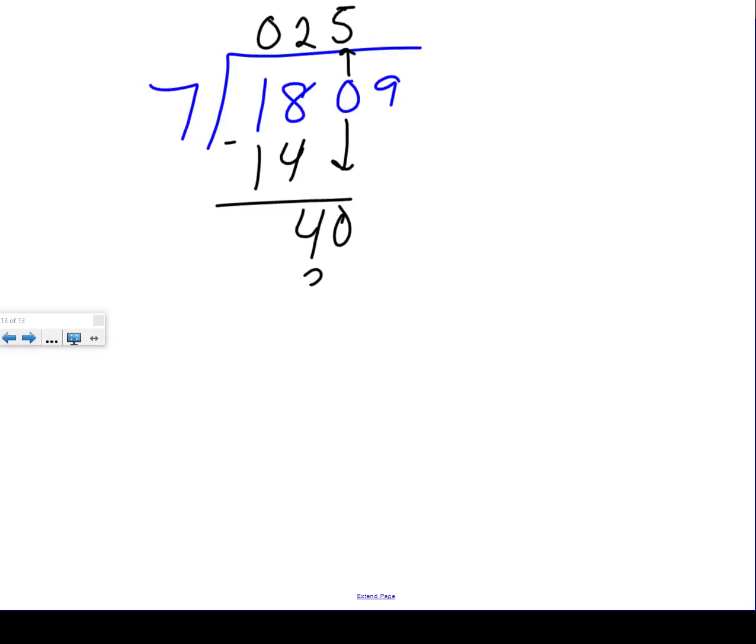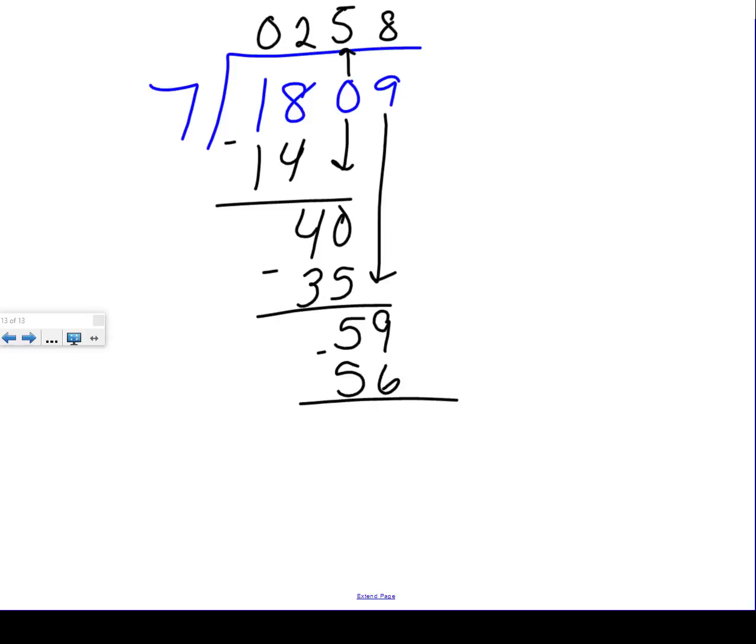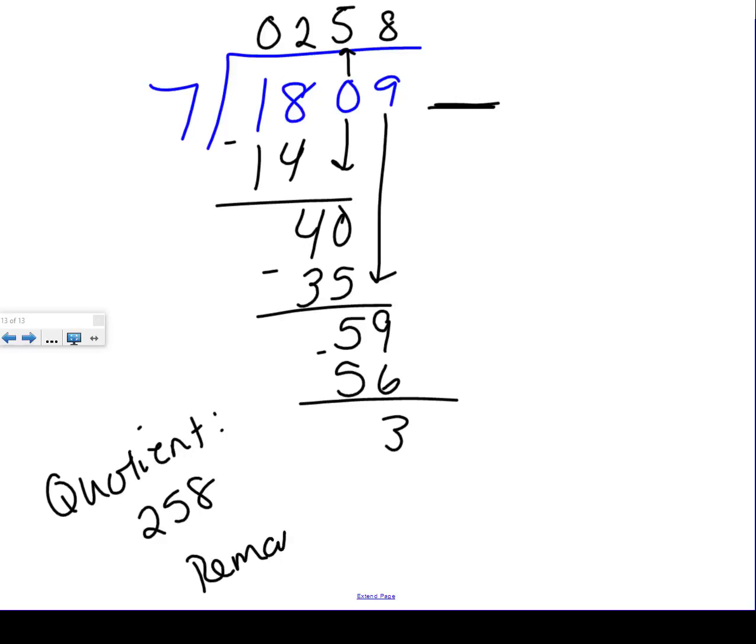5 times 7 is 35. I subtract and I get a remainder of 5. There's another number to bring down, so here I bring it down and I end up with 59. 7 times 8 gives me 56, and 56 is not going over that 59 that I have, so I subtract and I get a remainder of 3. I know it's my remainder because there's no other numbers to bring down. So the quotient is 258 and the remainder is 3. You could also write that 258 with a big R and then 3 across the top as your final answer.